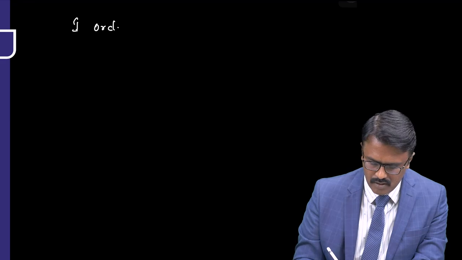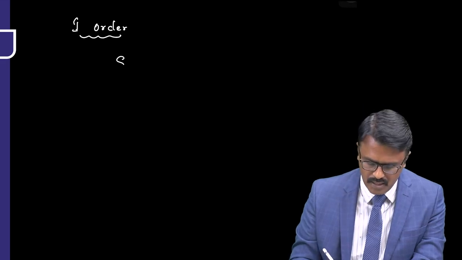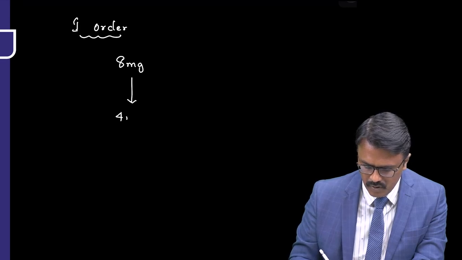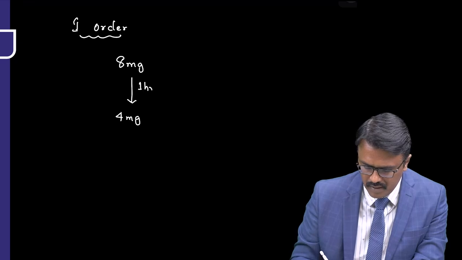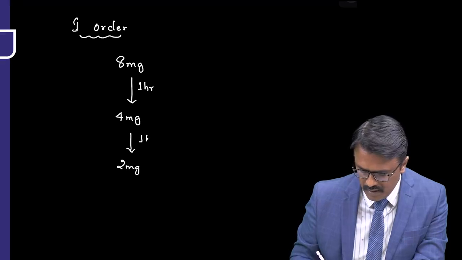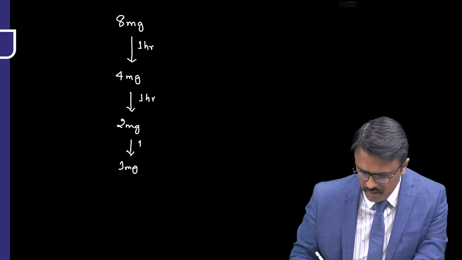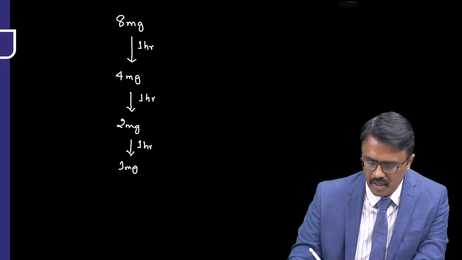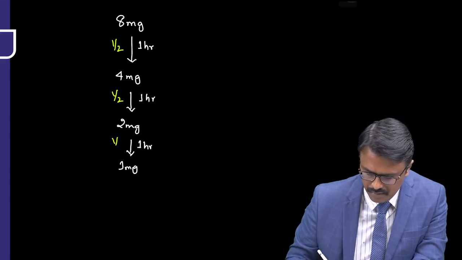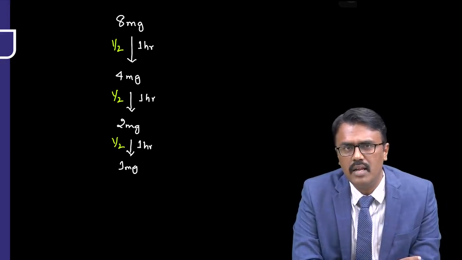Now, if a drug follows first order, what happens and how do we come to the conclusion? Let me give it. Suppose I am giving the drug 8 milligram. 8 milligram becomes 4 milligram in 1 hour. And 4 milligram becomes 2 milligram in 1 hour. And 2 milligram becomes 1 milligram in 1 hour. Now, if you see these equations, can you tell me every hour what is the fraction? It is reducing by half, half, half. So, in first order kinetics, what is constant? Fraction of drug eliminated is constant.